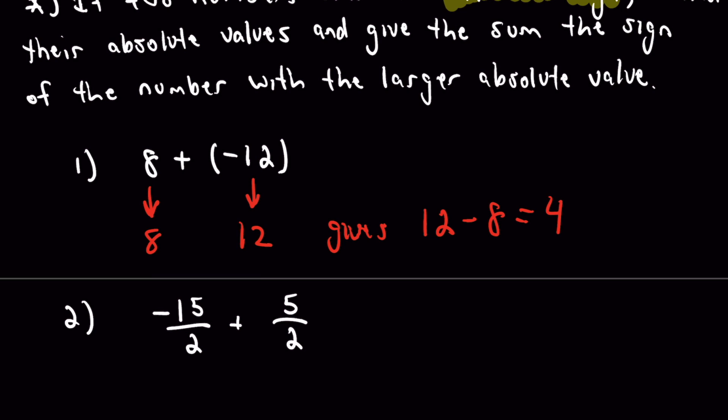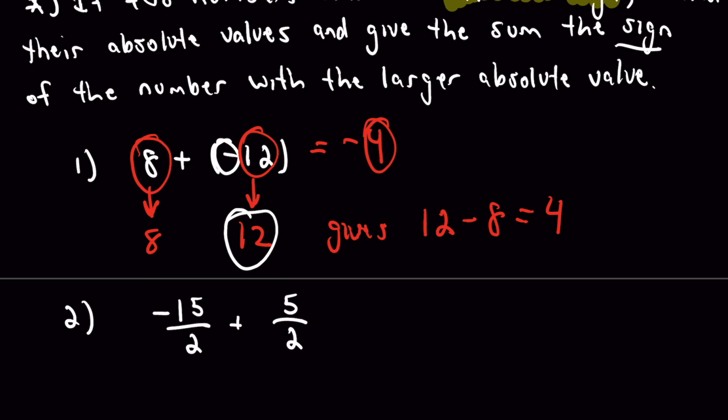But if I think about which number had the larger absolute value, well, 12 has the larger absolute value, and it says we give the sum the sign of that one. So in this case, it's going to be a -4, not a +4. So again, I see their opposite signs, a positive and a negative. I just pretend they're both positive. I take the bigger minus the smaller. I get 4, and again, the number with the bigger absolute value had a negative sign attached to it.